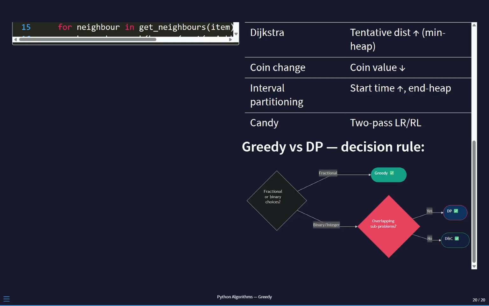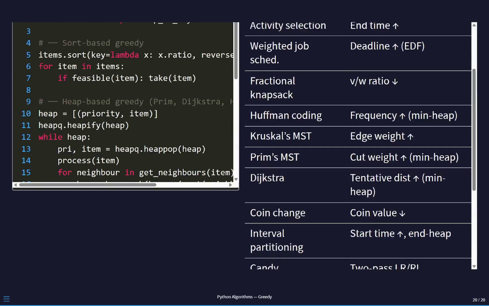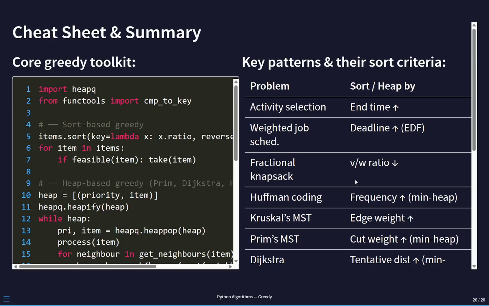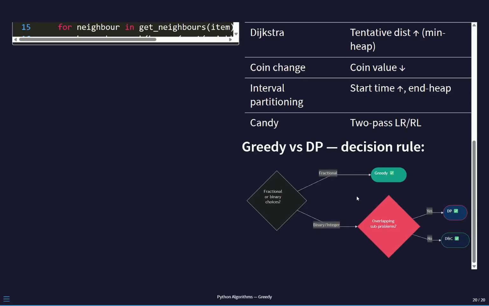Greedy algorithms represent one of the most elegant ideas in algorithm design. The insight that sometimes local perfection is enough. The skill is knowing when you can trust that insight, when you need to prove it, and when the problem is simply outside greedy's reach. Master that judgment, and you'll solve a huge class of problems with minimal complexity.